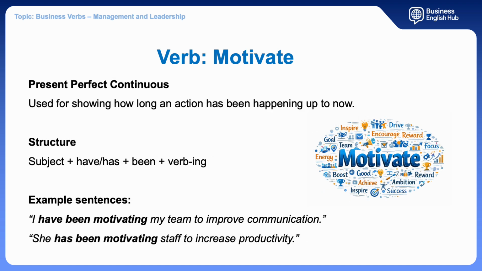The present perfect continuous of the verb motivate is used for showing how long an action has been happening up to now. Its structure is subject plus have or has plus been plus verb ending in ing, and two example sentences are: I've been motivating my team to improve communication. She has been motivating staff to increase productivity.